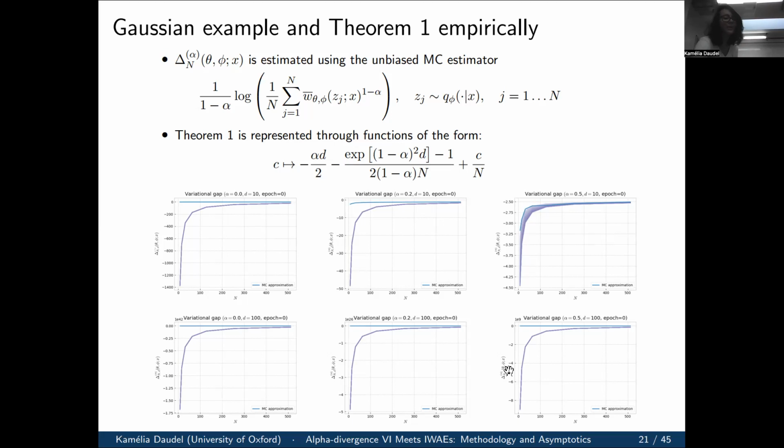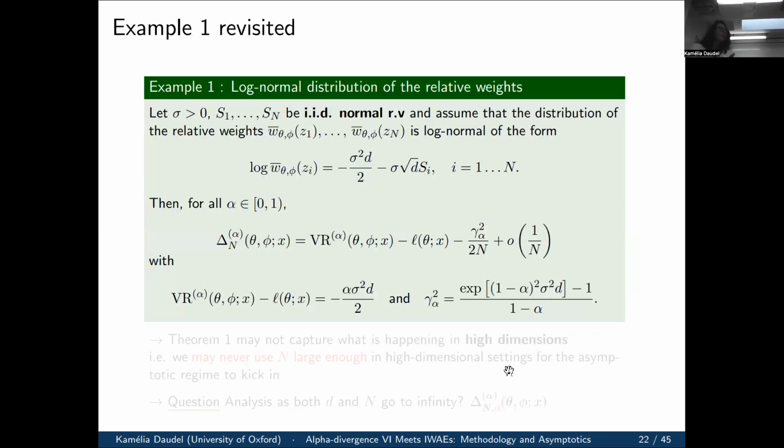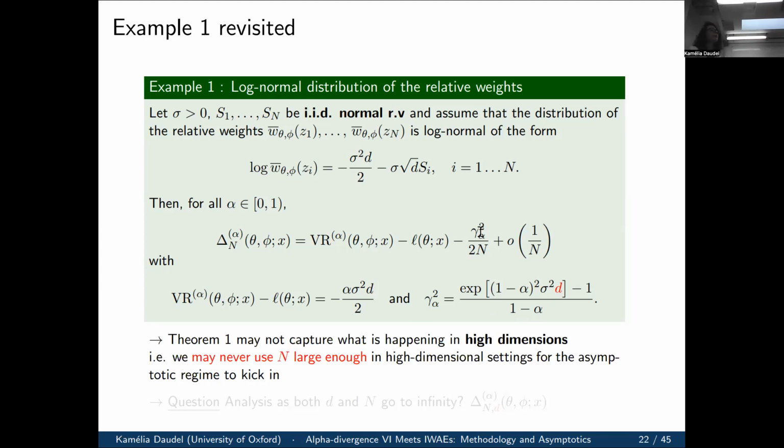The question is, why is this happening? Well, there's something I kept a bit hidden. I keep hiding things from you in this talk. What I kept hidden is this. Here, in the gamma alpha squared, the term that appears in my 1 divided by 2n quantity depends on d, and it's a bad dependency in d. It's exponential in d. So this means that my theorem 1 may not capture what happens in high dimensional scenarios.